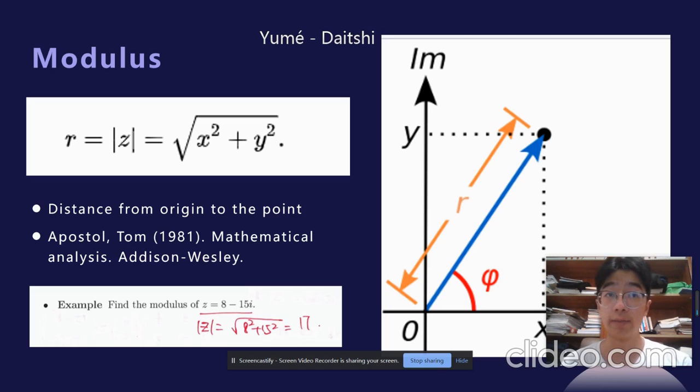Here's an example below, which is to find the modulus of z equals 8 minus 15i. The modulus is equal to the square root of 8 power 2 plus 15 power 2, and it is equal to 17 finally.